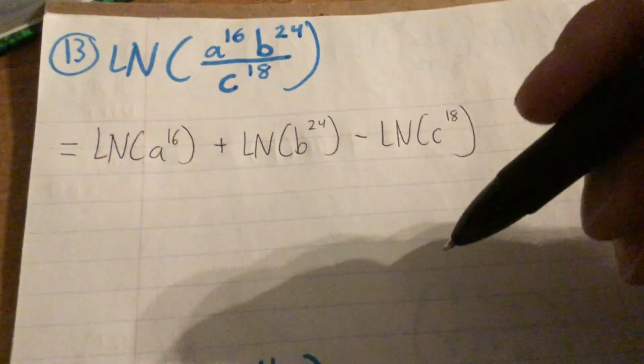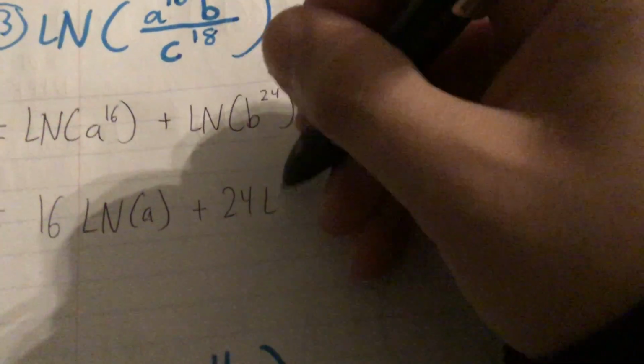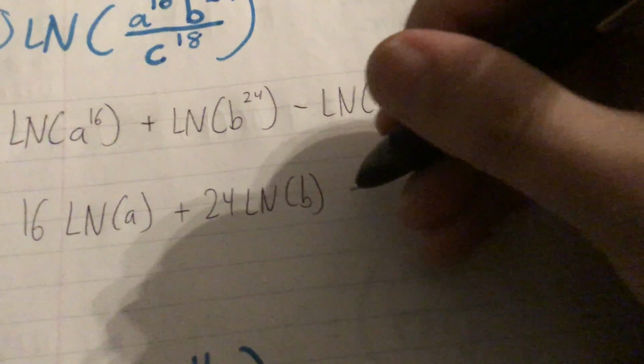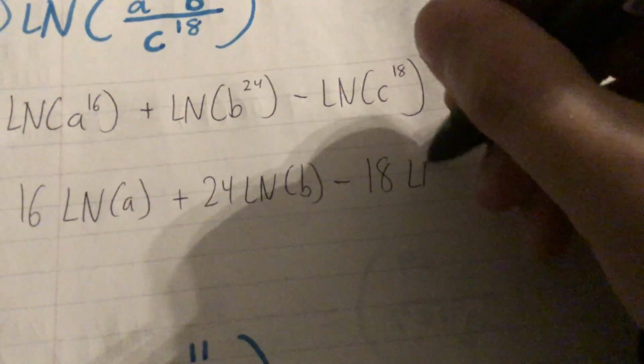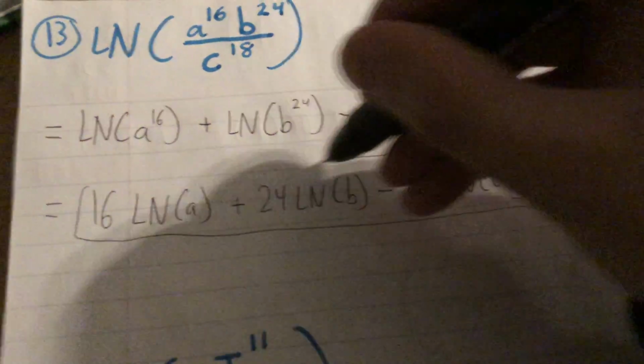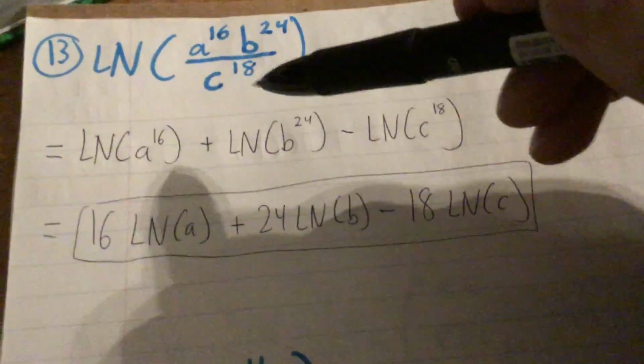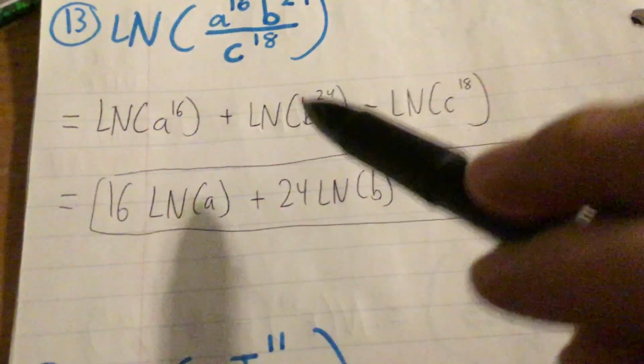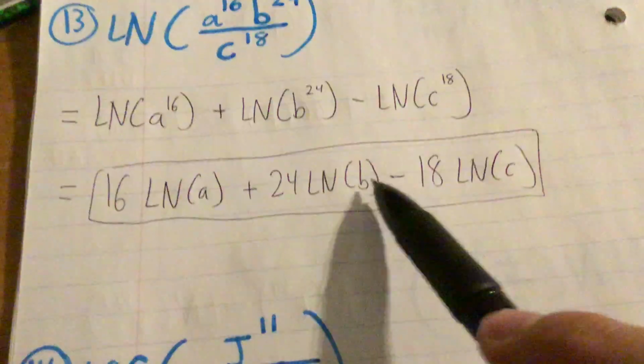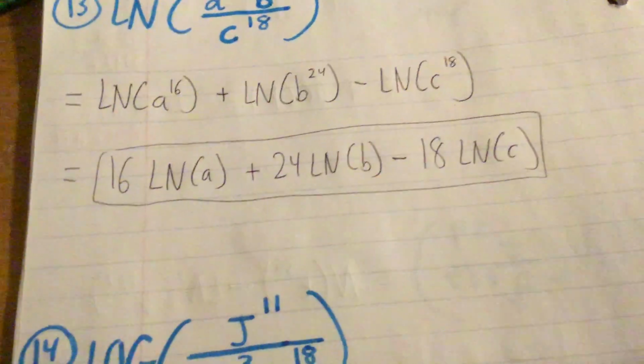And now all the exponents are going to get factored out to the front. So the final answer becomes 16 natural log of a plus 24 natural log of b minus 18 natural log of c. Notice I didn't say any names of the rules because I know them like the back of my hand. Oh, there it is. I combined the product sum and the quotient difference in here, but we all know that I did power factor on the second step.